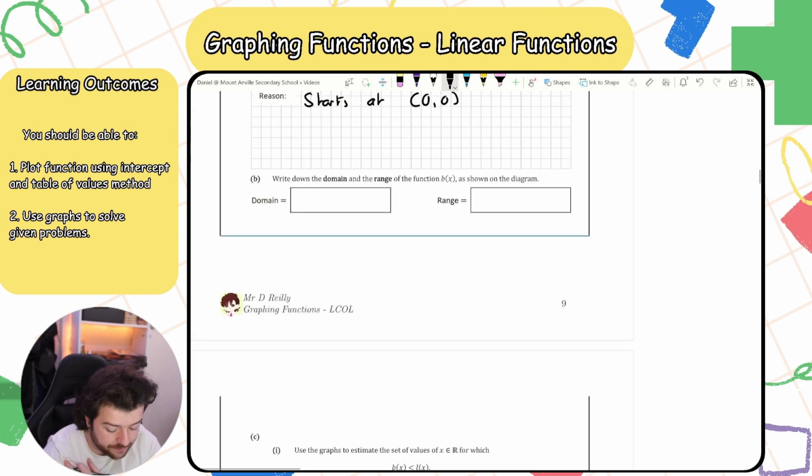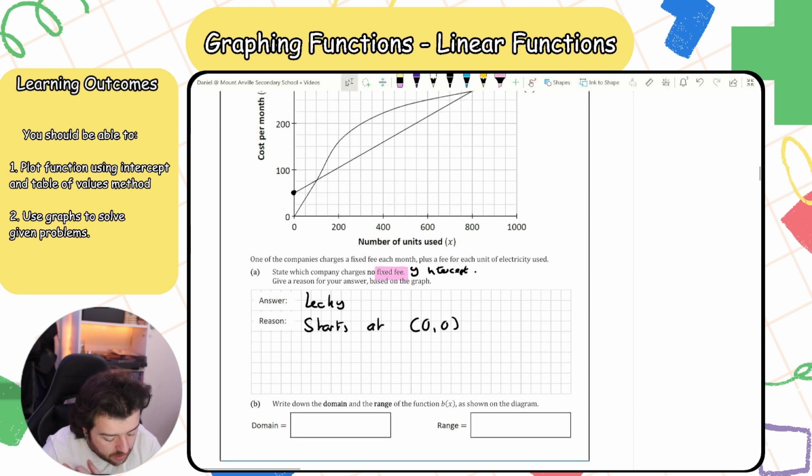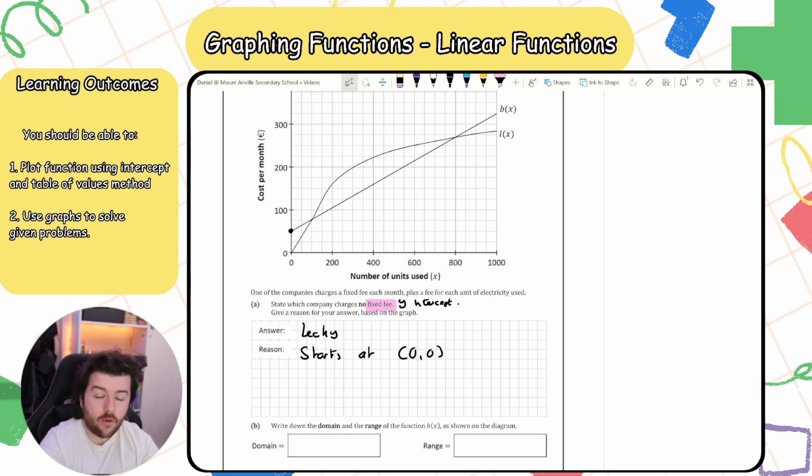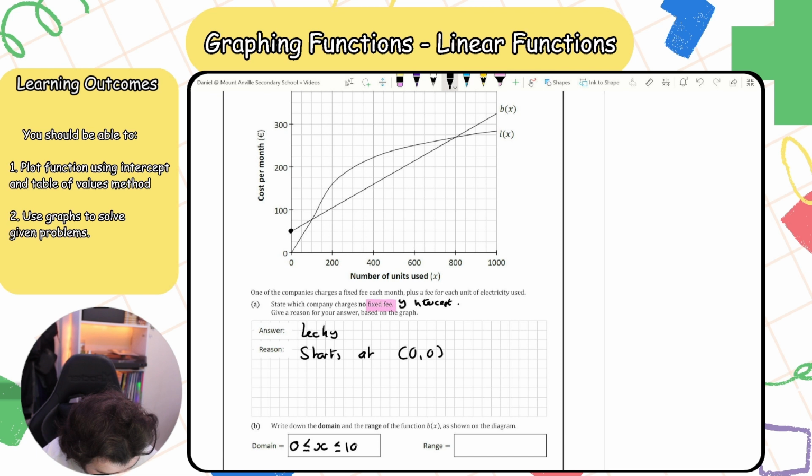Write down the domain and range of the function Buzz as shown on the diagram. Remember, the domain is the list of inputs, range is the list of outputs. So my domain goes from 0 to 1,000. So 0 is less than x, which is less than 1,000, or you could put 0-1,000, that's fine. And my range, that's just my y values, goes from 50 to 300.